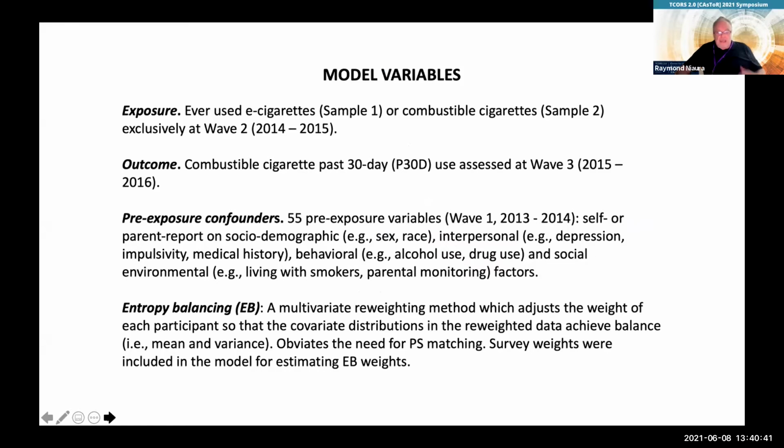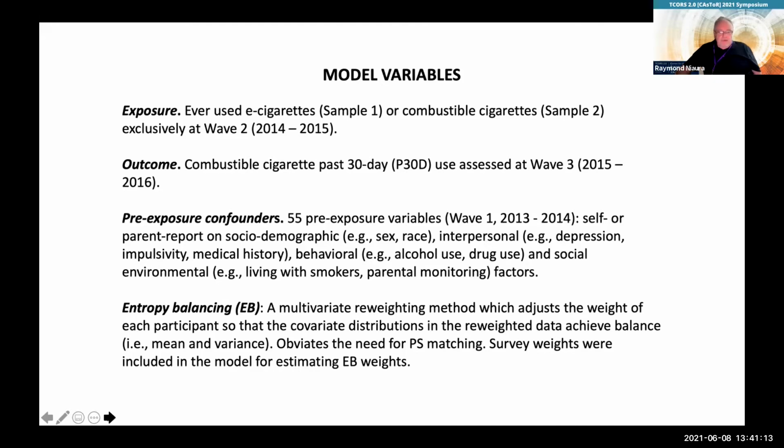Okay, so as mentioned, the exposure was e-cigarette use at wave 2. The outcome is past 30-day cigarette smoking at wave 3. We identified 55 pre-exposure potentially confounding covariates at wave 1, which is baseline. Those are summarized here briefly. I won't go into the details of what they are, but it's all the usual suspects, everything you could dredge up in the PATH data set.